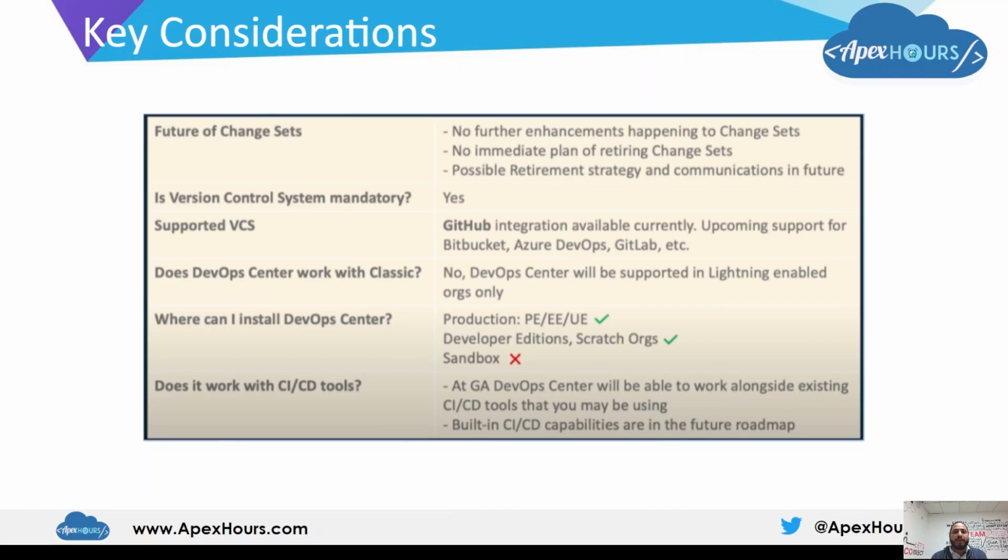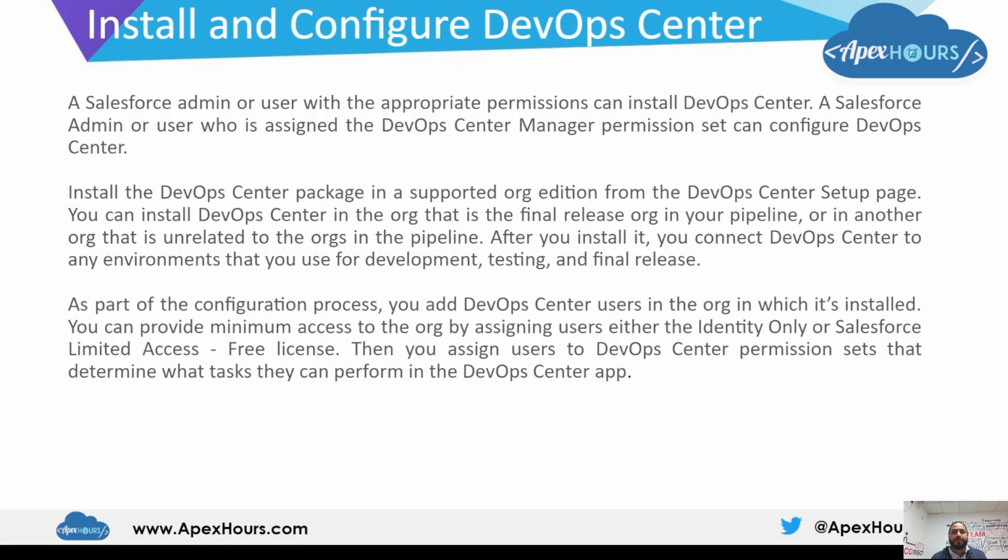Right now DevOps Center is not available for Classic. It is only available in a Lightning enabled org, and it is supported only in production and developer edition. It is not supported in the sandbox. If you are already using any CI/CD pipelines or any tool, along with that you can start using DevOps Center as well. They will be adding more capabilities in the near future. As a part of DevOps Center, one will be able to install and configure, which we will be showcasing. If you have the appropriate permission, you will be able to install DevOps Center in your org.